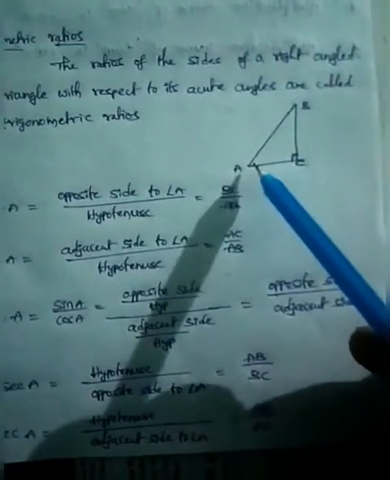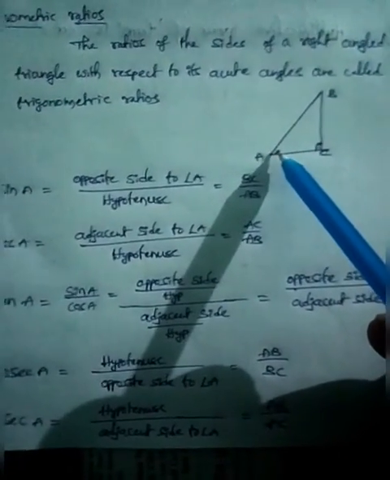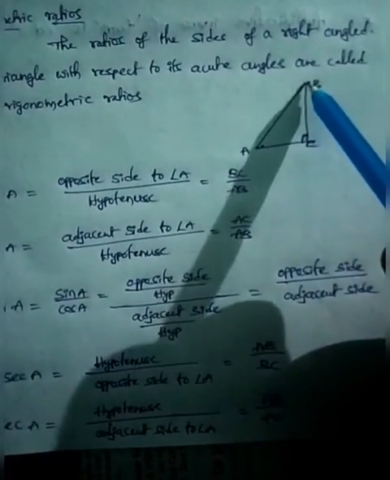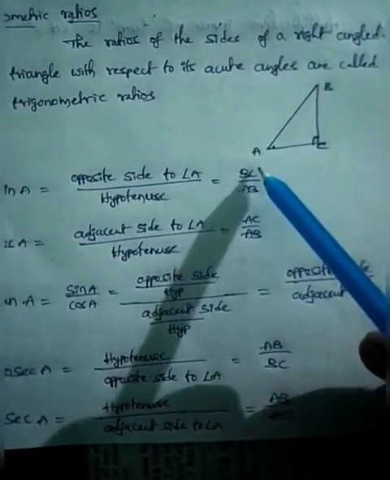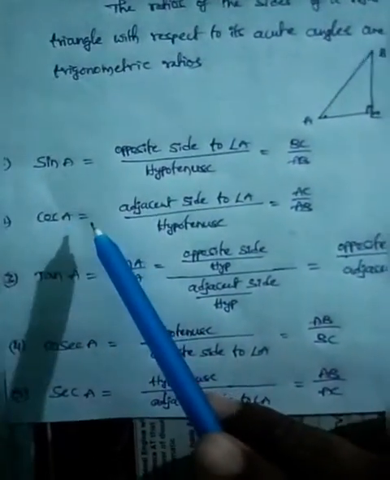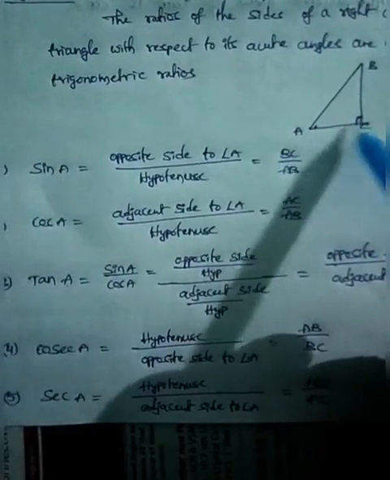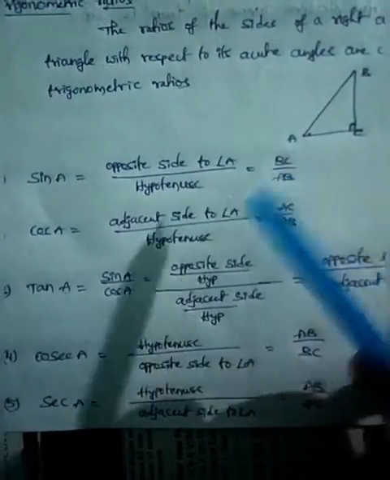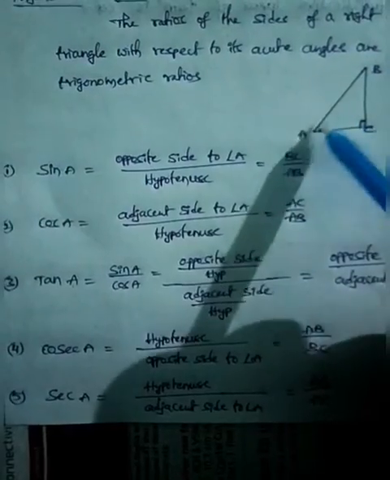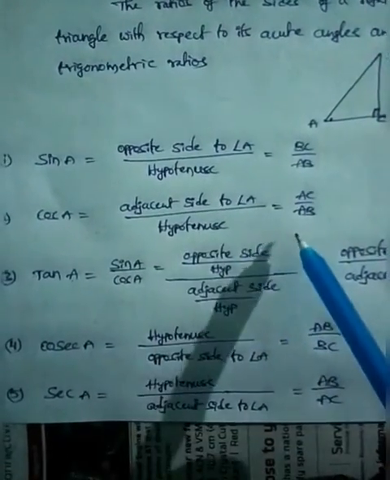What is the opposite side to angle A? Here vertex A, the opposite side to angle A is BC. So that's why sin A is BC by AB. And cos A means adjacent side to angle A by hypotenuse. Here angle A is here, the adjacent side to this angle is AC, and the hypotenuse is AB. So that's why cos A is AC by AB.